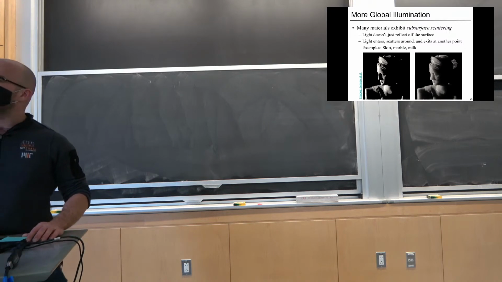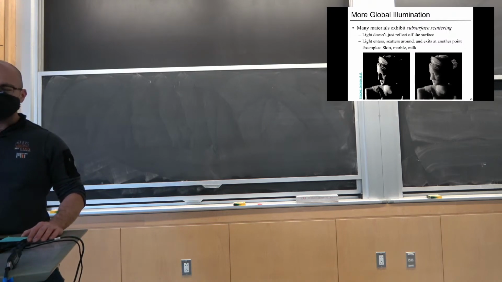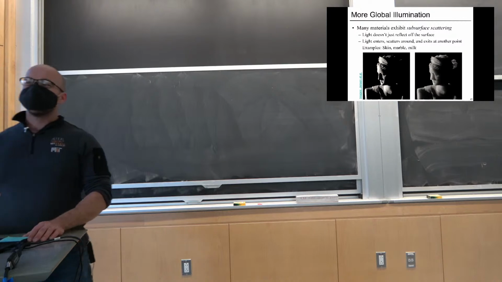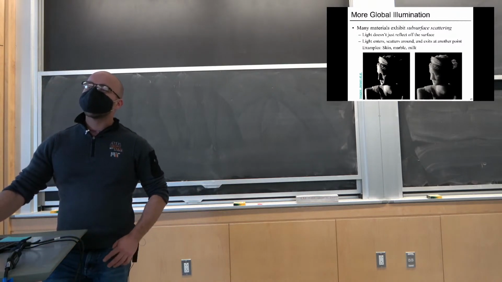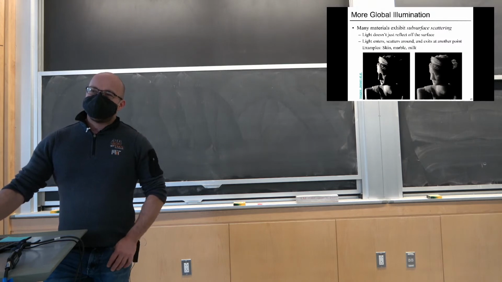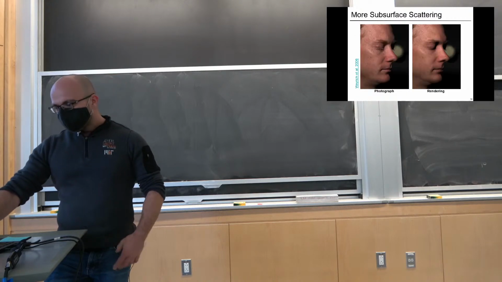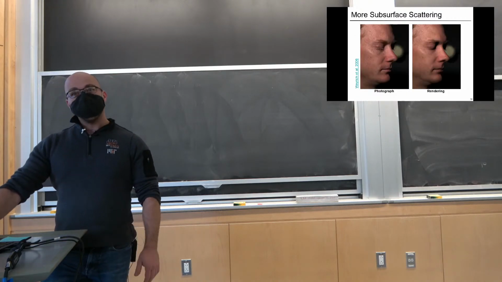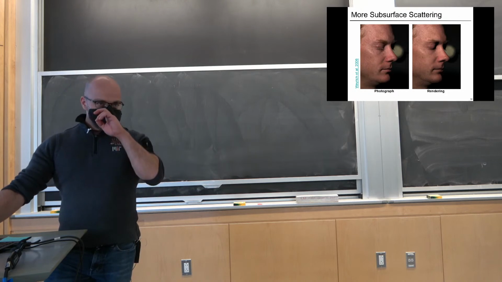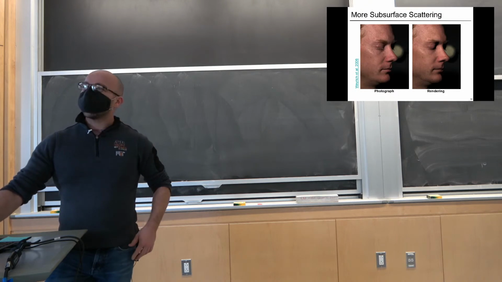Do you guys have any idea where these kinds of calculations are particularly important? Yeah. They're very useful for human skin because you have all the veins and blood that show up red. That's right. Rendering skin, in particular light human skin, really is one of the places where subsurface scattering is really important.